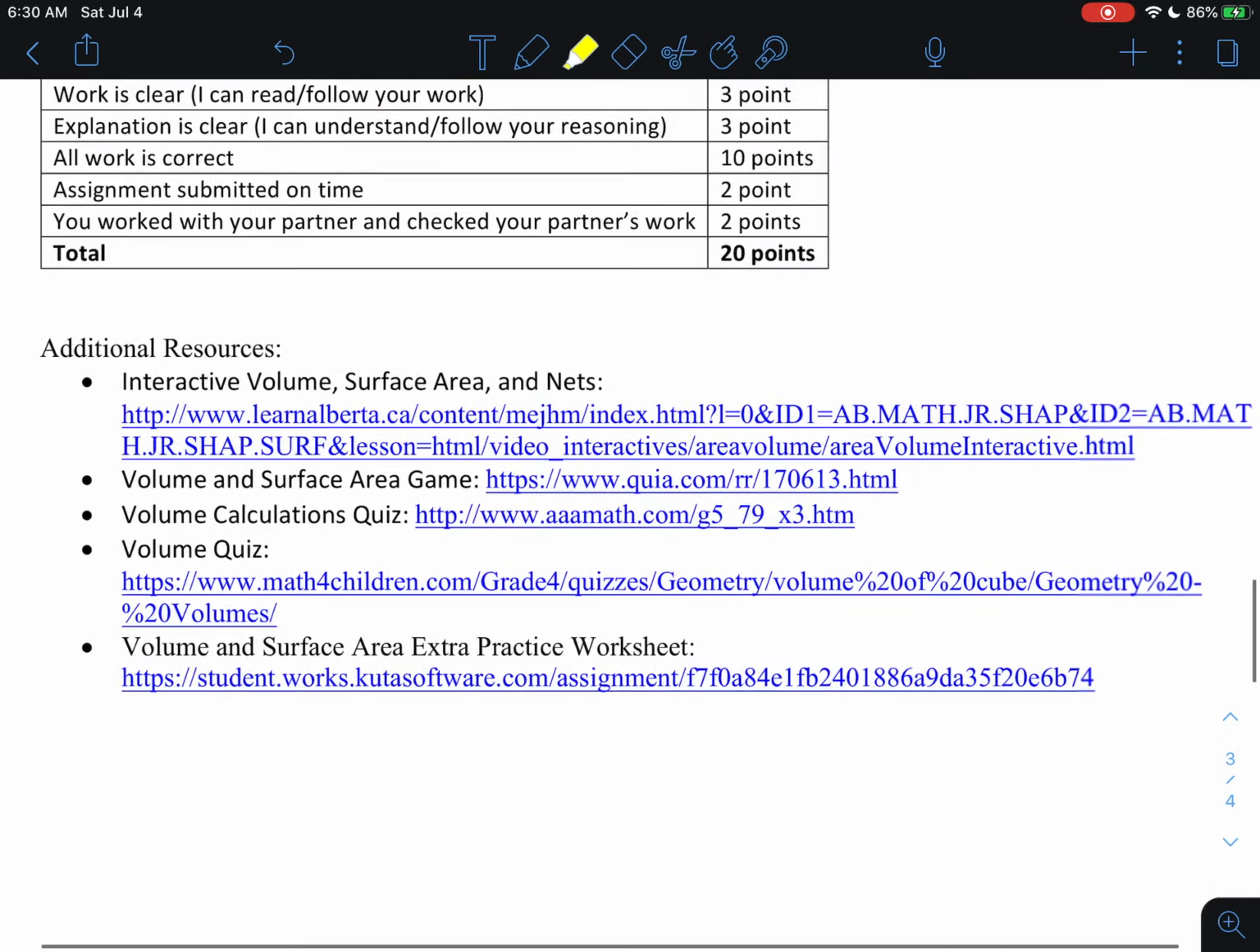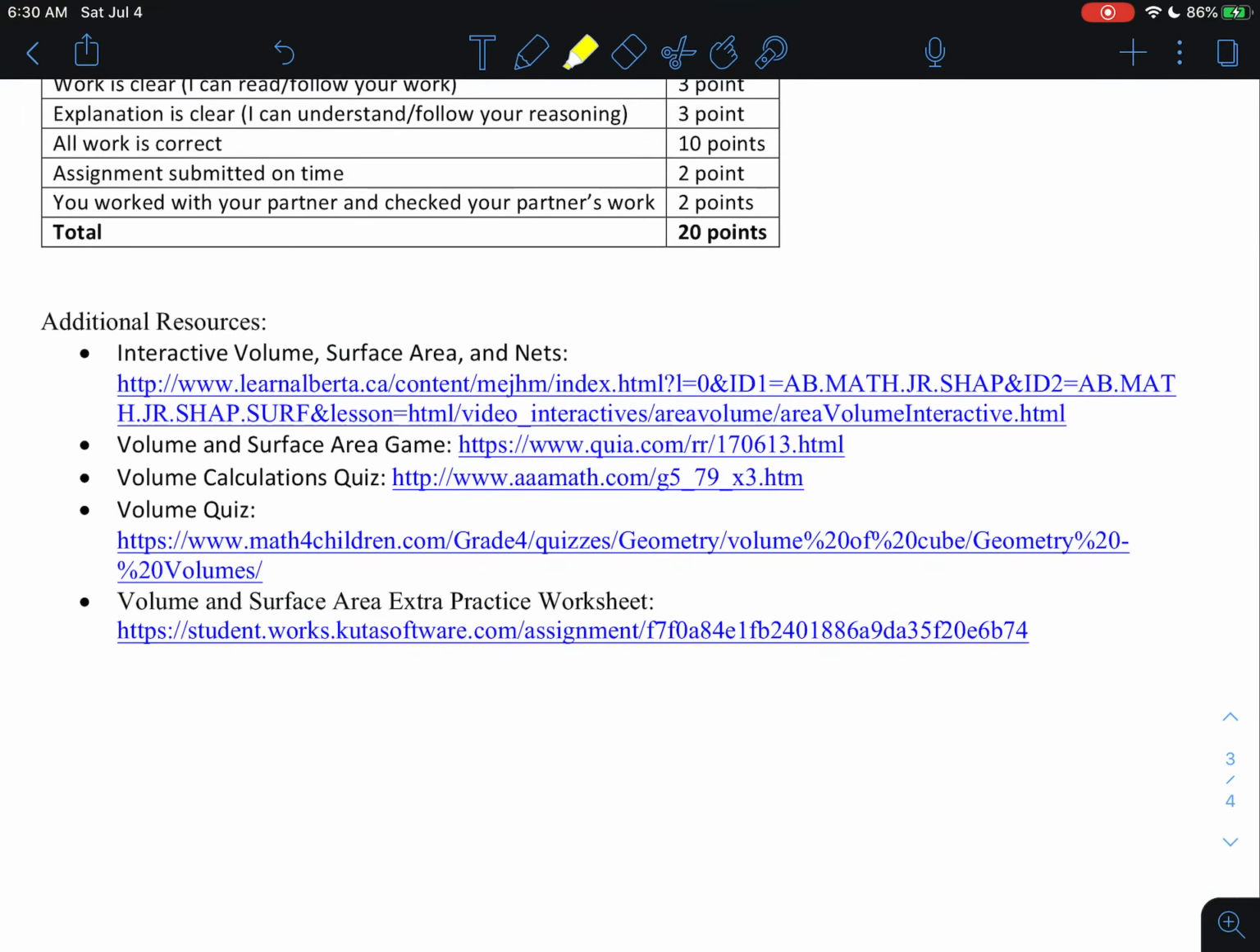Here are some additional resources. So these are for practice if you want to play a volume or surface area game, if you want to have a quiz, if you want to do a worksheet. All of these are optional to you if you want extra practice. So that's it for our lesson for today.